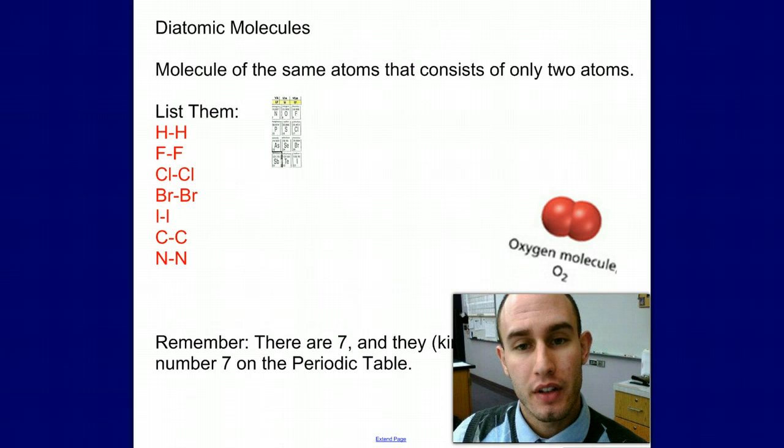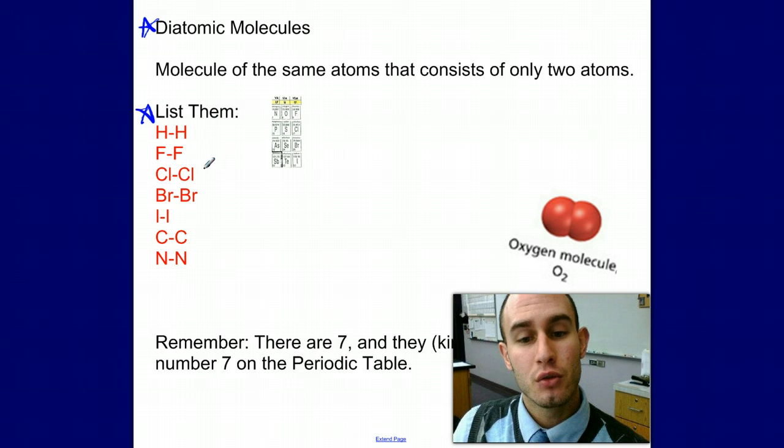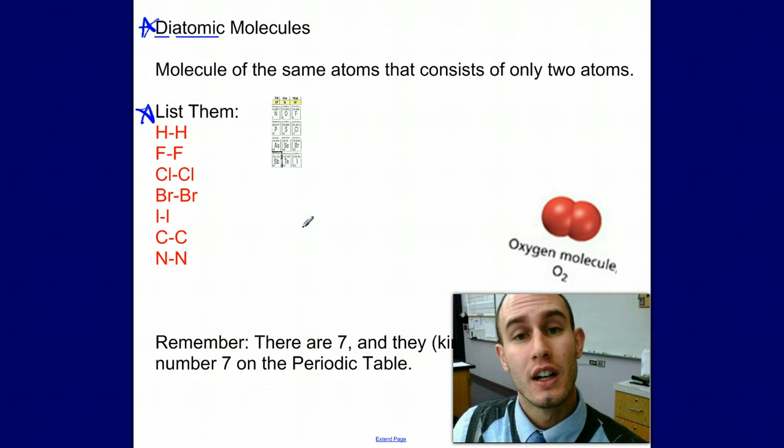Let's go ahead and briefly talk here about some molecular compounds. I want to briefly touch on these diatomic molecules. You need to know these seven. There's 7 of them: H2, F2, Cl2, Br2, I2, O2, and N2. Those are the 7 diatomic molecules. Di meaning 2, atomic meaning atoms, 2 atoms bonded together. That's how they naturally occur.